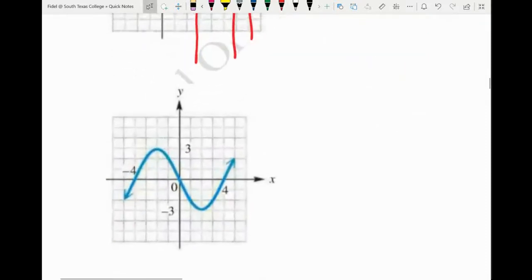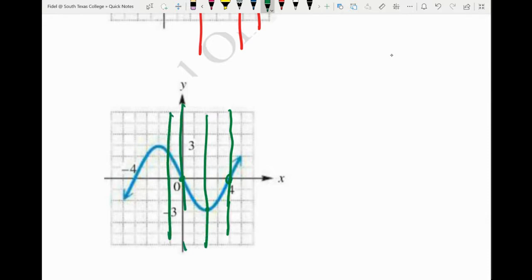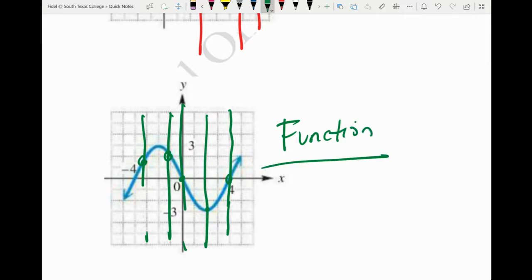And we got one more. What do you guys think? Is this going to be a function? How many times did I hit my graph right here? Just once, right? And yeah, just once. And no matter, even though the graph is a little narrow, every time I draw it, I'm only going to hit it once. So yeah, that's a function, right?